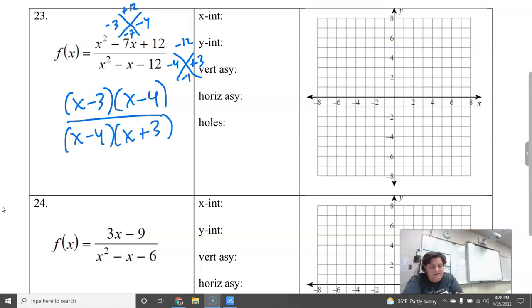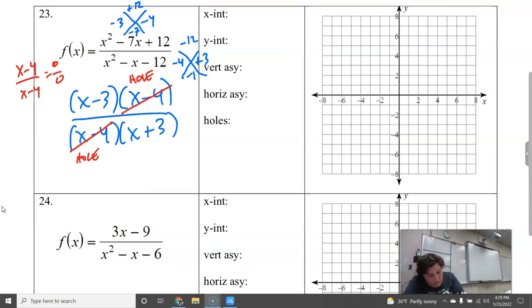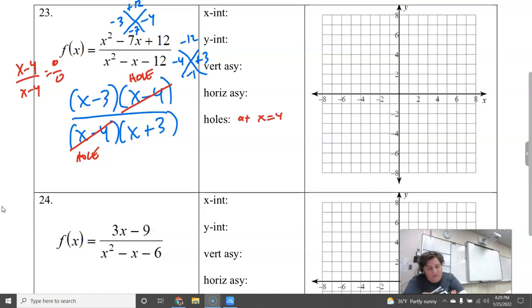All right. Do you guys see that the minus 4s cancel out? Whenever you have something that cancels out, that's a hole in the graph. The hole is whatever would have made that term 0, because if I have x minus 4 over x minus 4, whatever would make that 0, because 0 over 0 is where the holes are. So in this case, it would be at 4. So I'm going to say there's a hole at x equals 4, because that's what I crossed out right here.